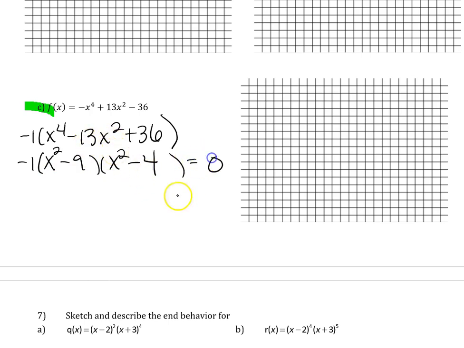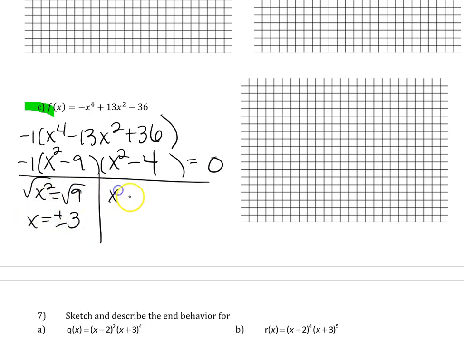If I want to find my zeros, I would set each part of this equal to 0. So keep in mind that this would be x squared equals 9, so x equals plus or minus 3. Okay, so what I'm seeing are 4 separate roots, and they're all occurring once. And that's corresponding to my degree 4.